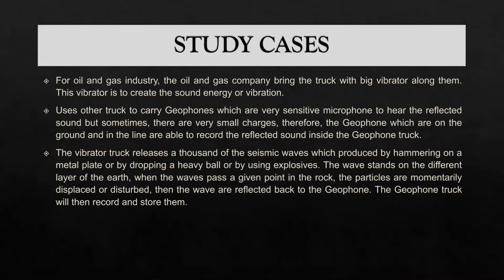The vibrator truck releases thousands of seismic waves, which are produced by hammering on a metal plate or by dropping a heavy ball or by using explosives. The wave travels through the different layers of the earth. When the wave passes a given point in the rock, the particles are momentarily displaced or disturbed. Then the waves are reflected back to the geophones. The geophone truck will then record and store them.